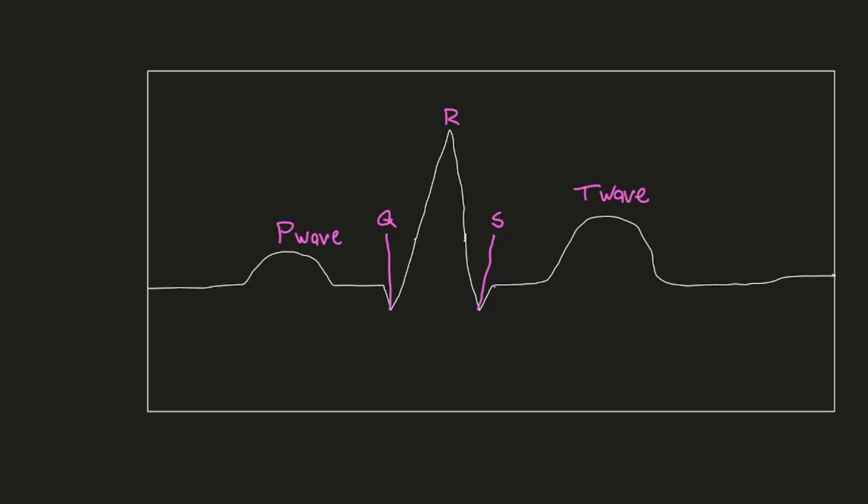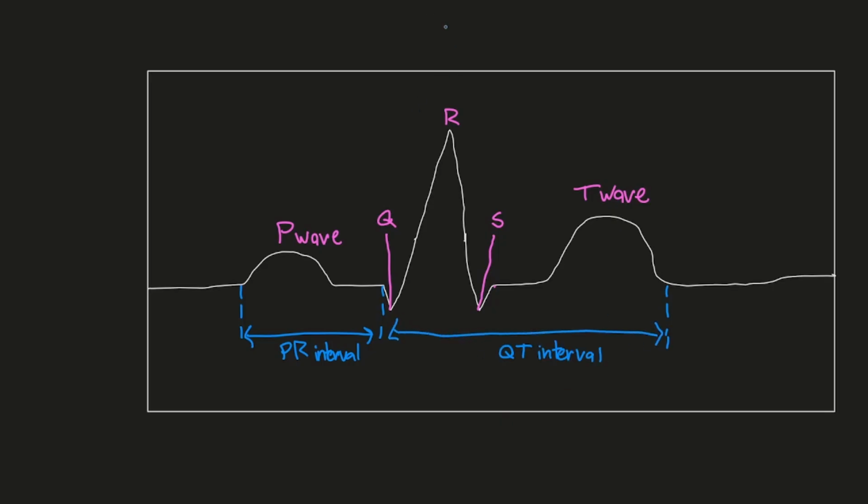First, we'll look at two intervals. The first interval we'll look at is the PR interval. The PR interval starts at the beginning of our P wave and ends right before our Q wave starts. This is what we call our PR interval. And now our second interval is from the start of our Q wave, where the PR interval ends, all the way to the end of our T wave. This is the QT interval.